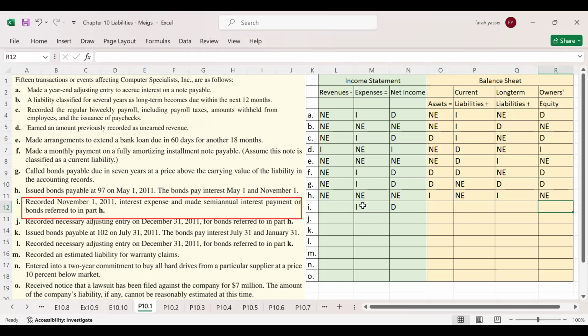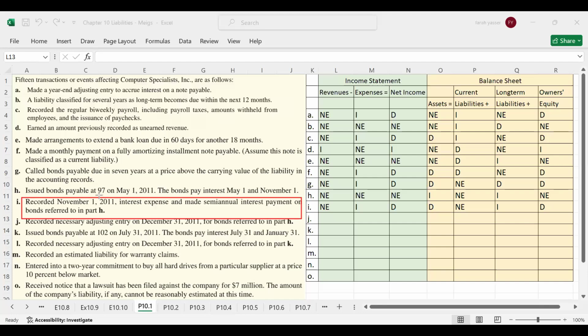So the same impact on owner's equity, which will also be decreased. So the company made a semi-annual payment. This means that cash will also be decreased. And as I have discussed, that discount on bonds is amortizing. So that's why long-term liabilities will also be increased in this case. There's no impact on current liabilities. There's no impact on revenues from this transaction.